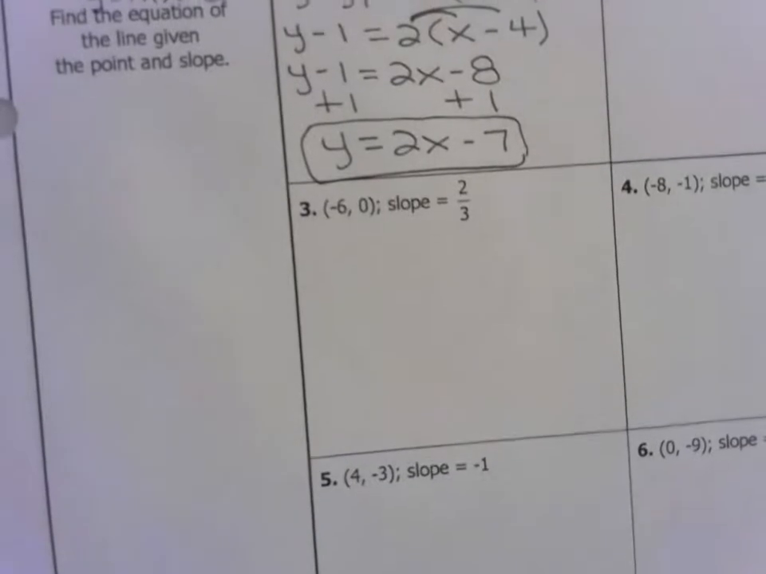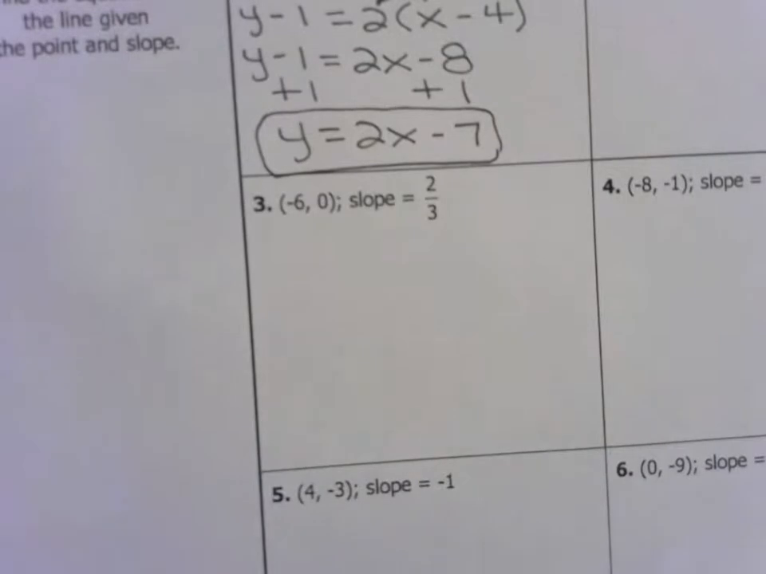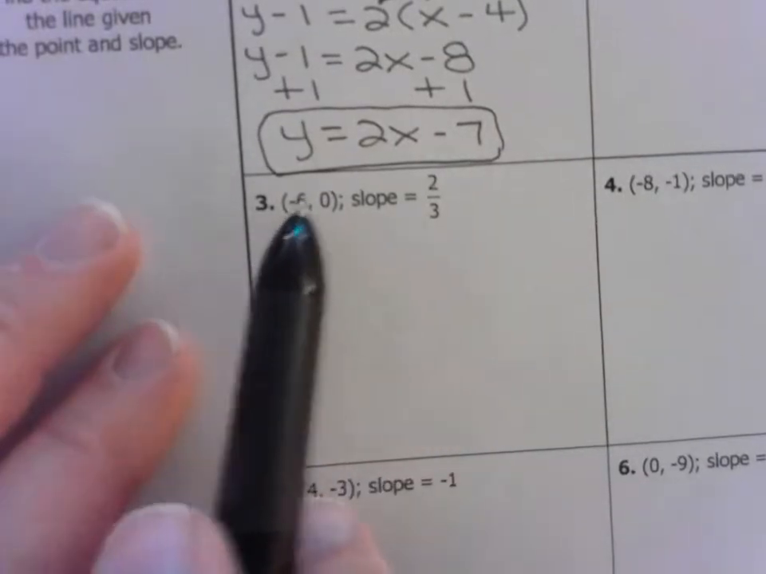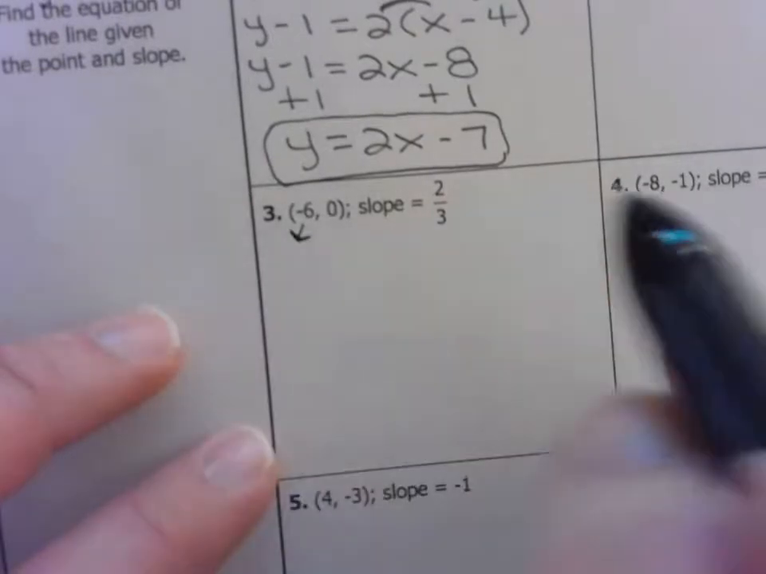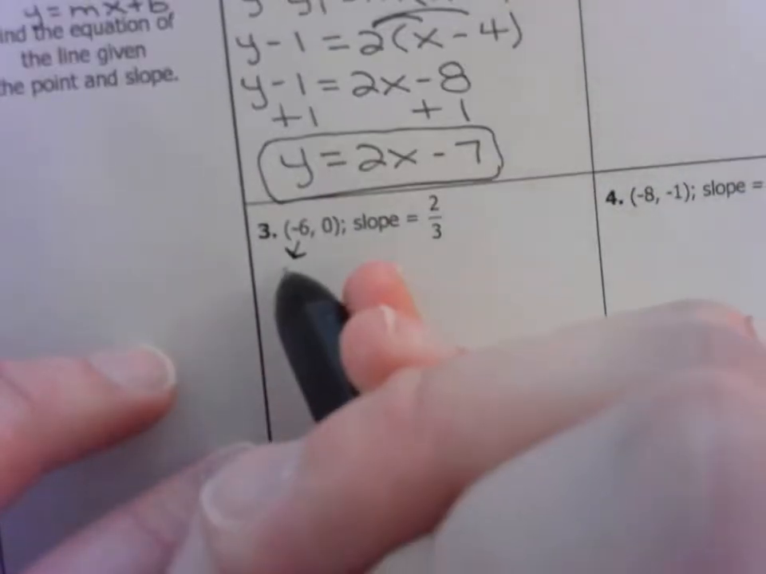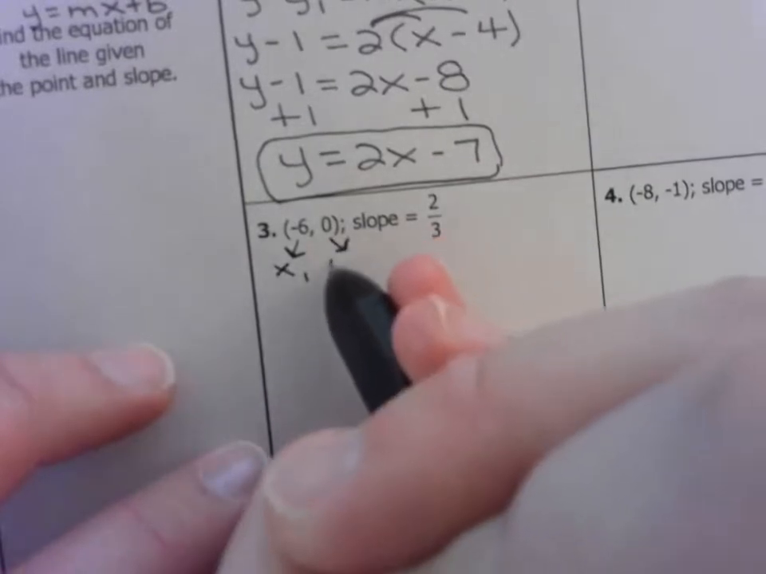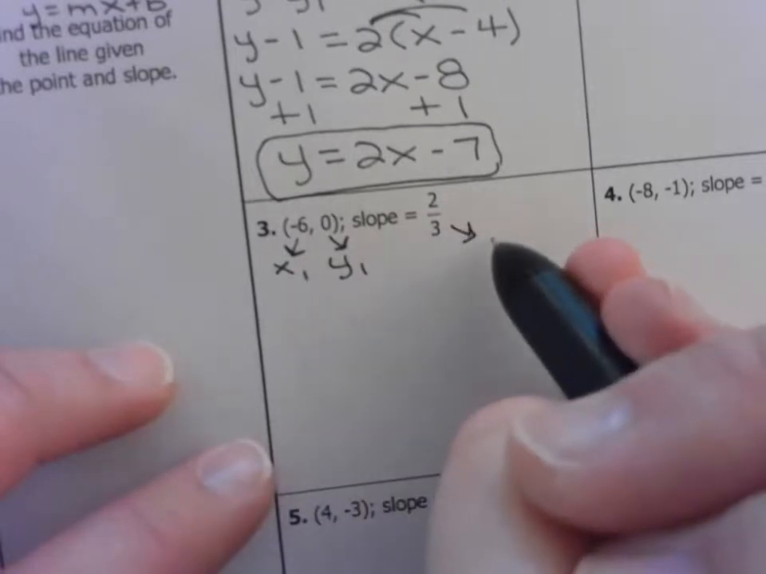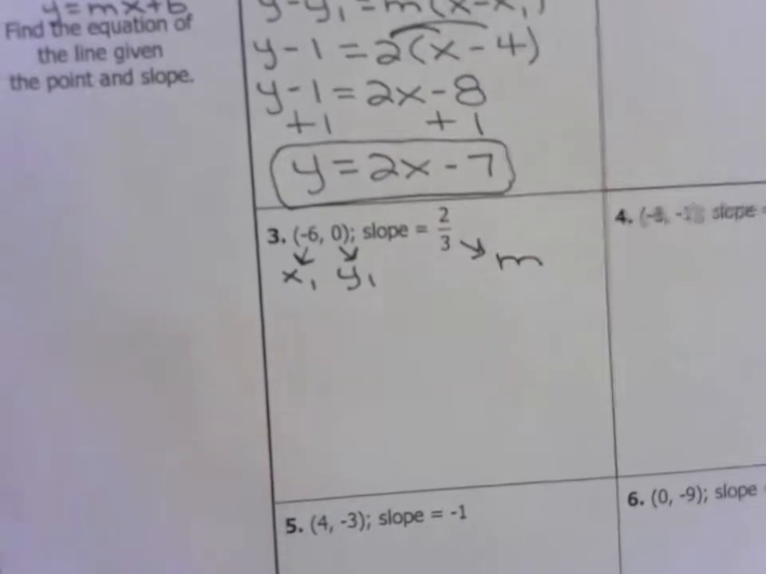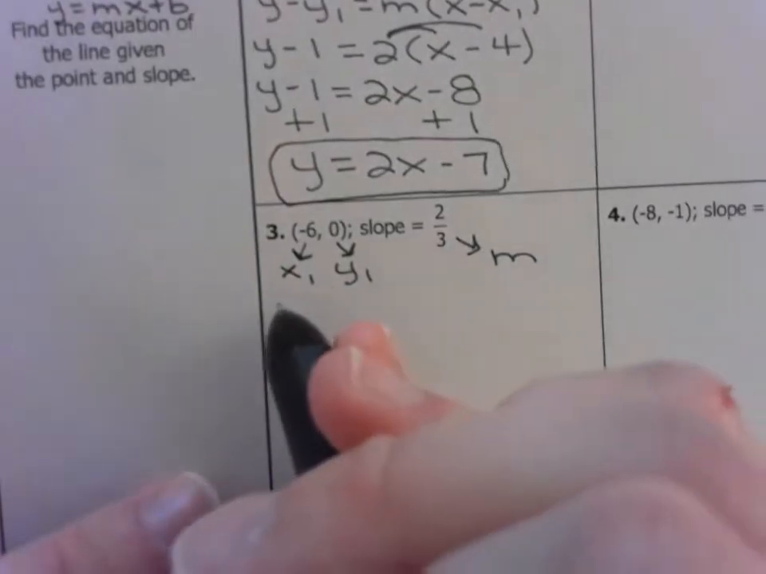Okay, let's look at another one. Let's look at 3 real quick. I have a point, I have a slope. So as I start plugging it in, negative 6 is going to be represented by what? x1. 0 represents y1. And the slope 2/3 represents m. So first thing you're going to do is take your ordered pair and plug it in for x1, y1. Your slope gets plugged in for m. So take your equation and plug it in.